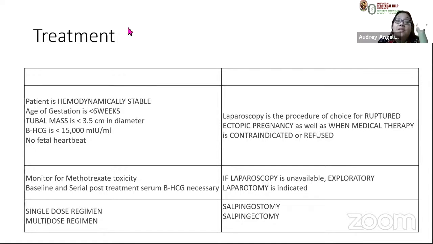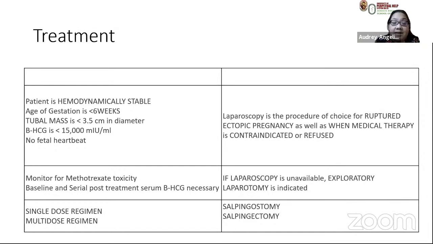On the other hand, if your patient is for surgery, exploratory laparotomy is indicated. It could be salpingostomy, as mentioned, salpingectomy, or salpingotomy. Of course, another, becoming the gold standard, although prohibitive because of cost, would be your video laparoscopy.